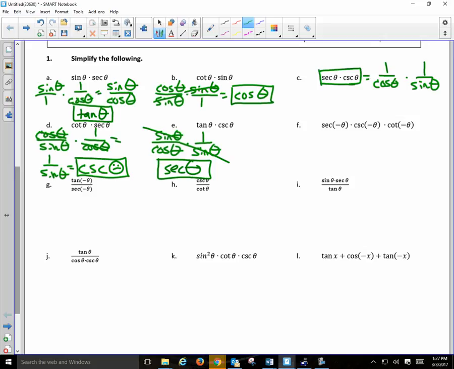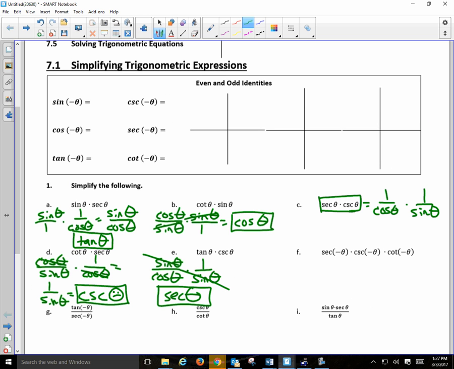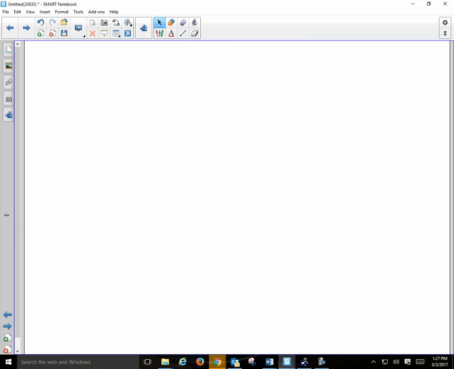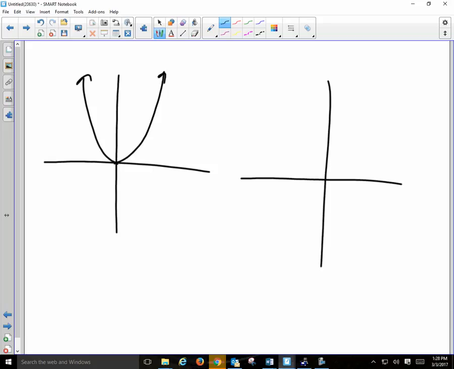But what's different about letter F? What's different about F? You got negatives. So that's where we need to learn about even and odd identities. Okay? So, connect this for you. What kind of graph is that? Yeah, it's y equals x squared, right? Parabola. And then I'm going to look at y equals x cubed, okay?